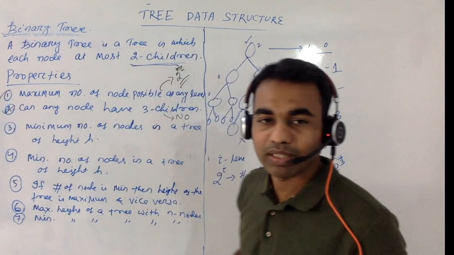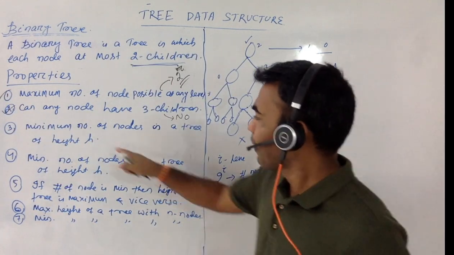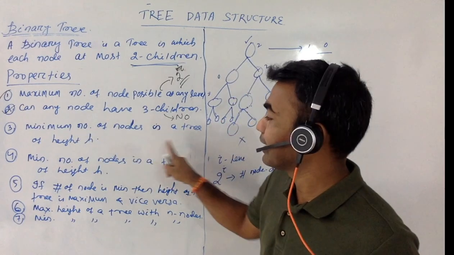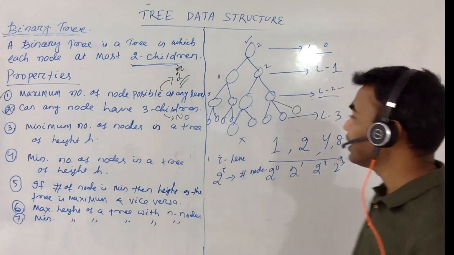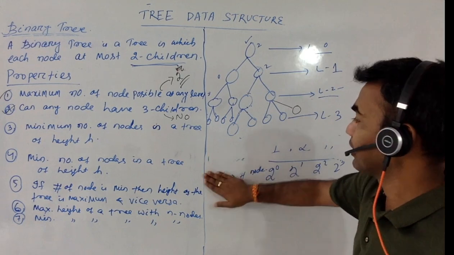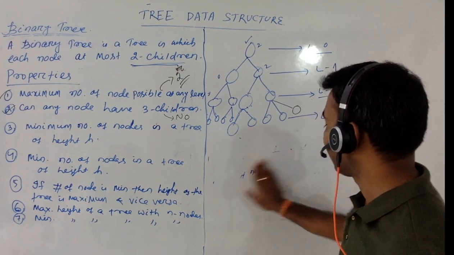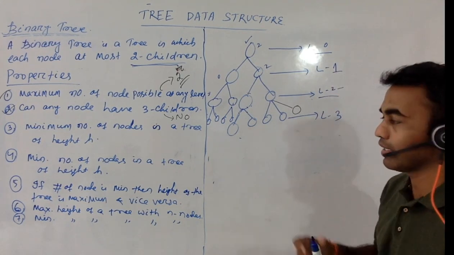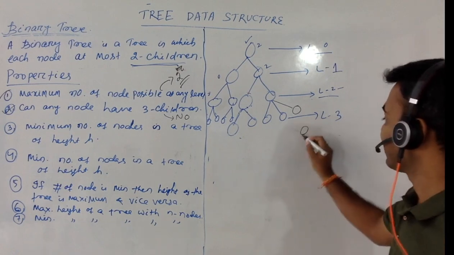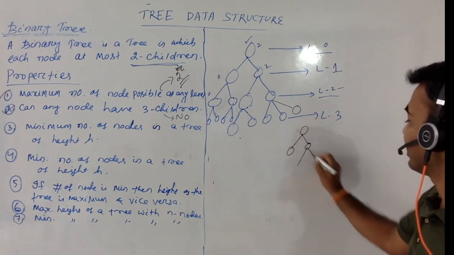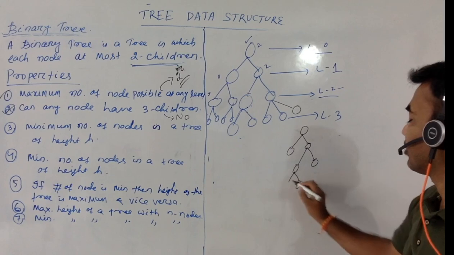Let's jump into the third one. This is an interesting one. Minimum number of nodes in a tree of height h. So what is the minimum number? We are given a tree of height h. Let's take a height equal to 3. So we are given a height of 3, and this is my tree.